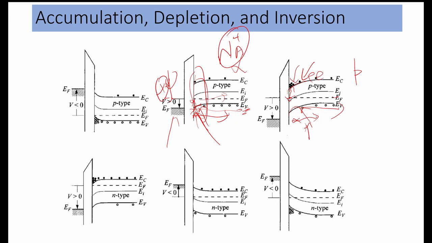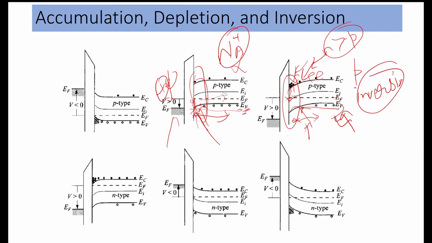So this is the inversion. Inversion happens when we have p-type material and the electron concentration is more than the hole concentration. The minority carrier concentration is more than the majority carrier concentration at this junction, because the Fermi level is closer to the conduction band. Therefore n is greater than p at the junction. This is the inversion.